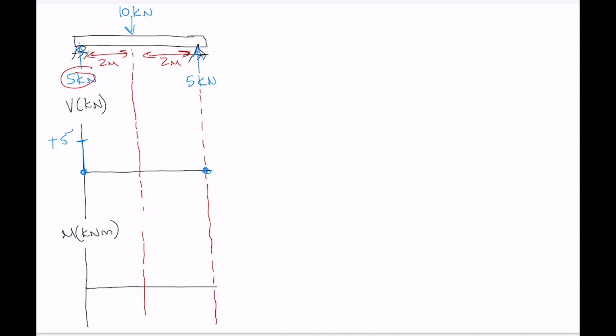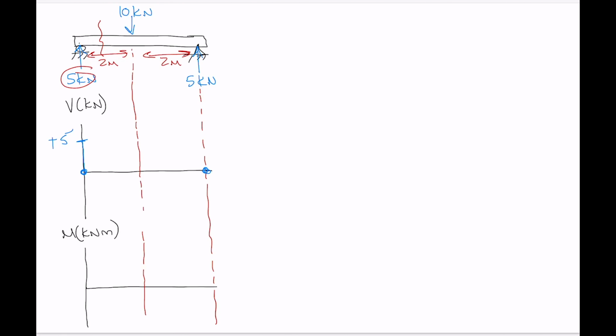Okay. Now moving to the right, now we're in an area here where there's no point load, so we look at the distributed load, and remember the value of the distributed load gives the slope of the shear diagram.